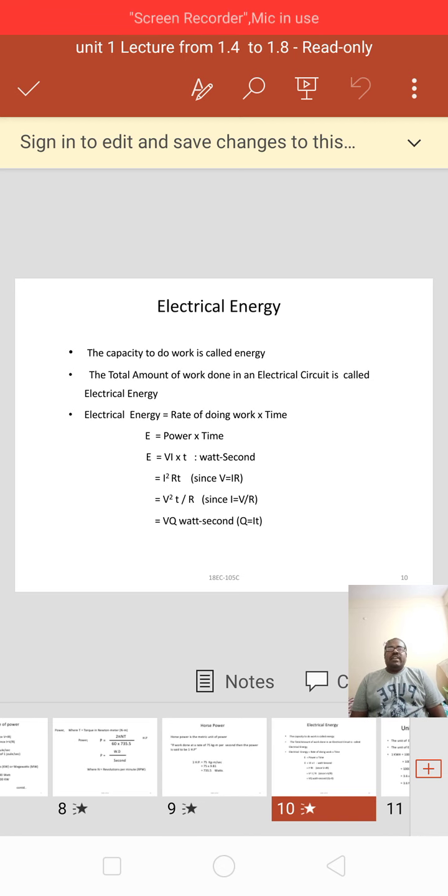In this slide, we learn about the definition of electrical energy, that is the total amount of work done in an electric circuit is called electrical energy. In the formula corresponding to electrical energy, the rate of doing work per unit time, that is equal to power into time, E equals V into I into T. The unit of electrical energy is watt second.